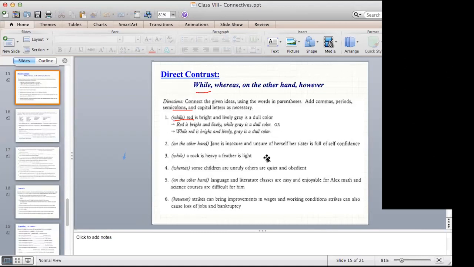Most of the time it is used in the middle. All right? It's used in the middle because we give the first positive or negative, and then however, and then you give the opposite or the contrasted section. So strikes can bring, don't forget capital S, strikes can bring improvements in wages and working conditions, full stop. However, capital H, however, comma, they can also cause loss of jobs and bankruptcy.